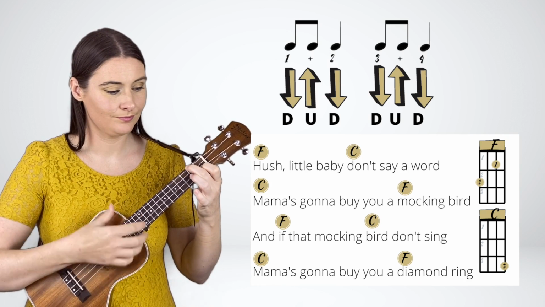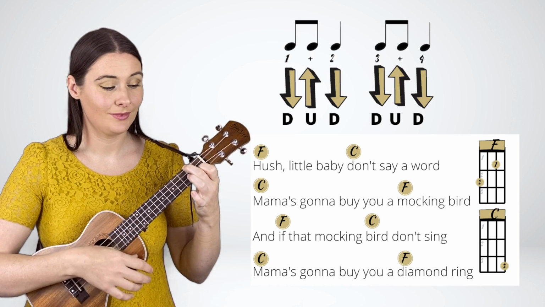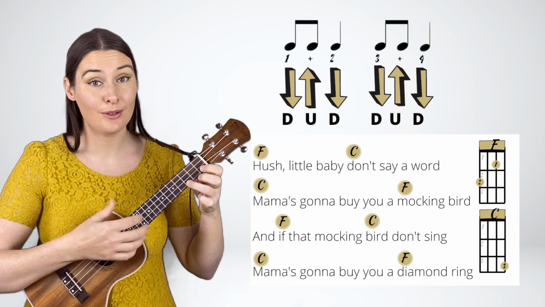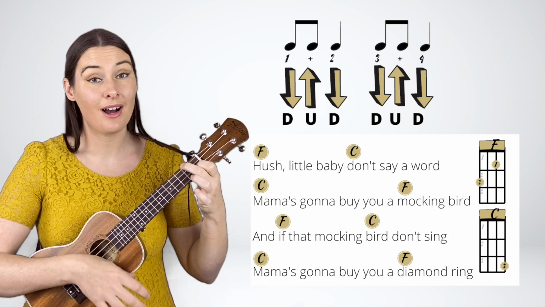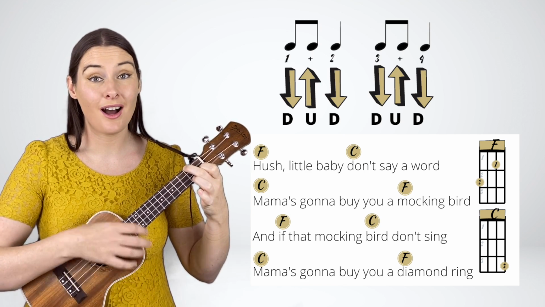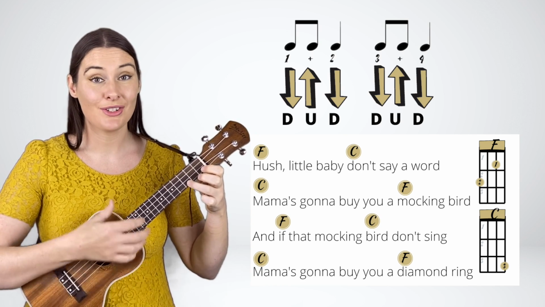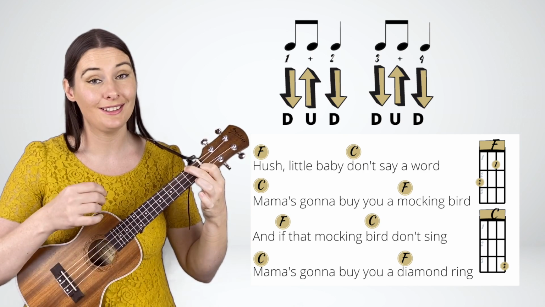Okay, we're going to continue with Hush Little Baby. Let's try rhythm 5. Hush little baby, don't say a word. Mama's gonna buy you a mockingbird. If that mockingbird don't sing, Mama's gonna buy you a diamond ring.